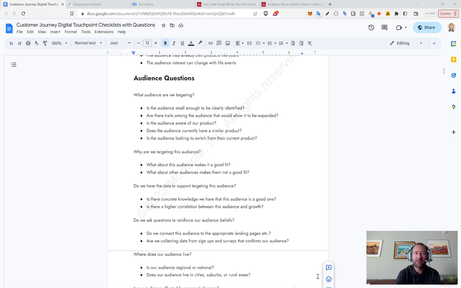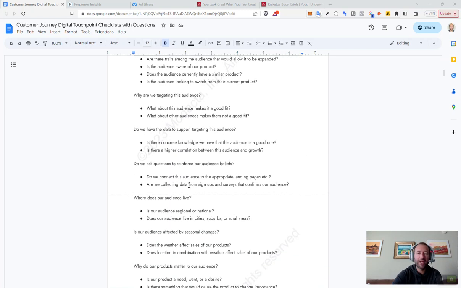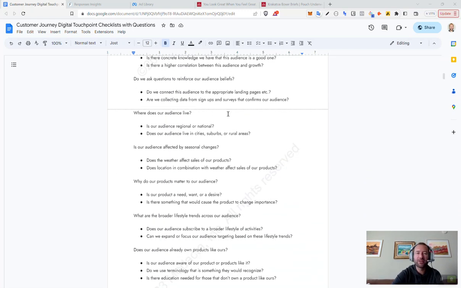That helps us better figure out what we need in order to understand who we're going after and who we should be marketing to. And it also will influence our next little category, which is going to be the creative that goes along with that and how we build that creative to talk to that audience directly about the stuff that matters to them. Do we ask questions to reinforce our audience beliefs? Do we connect this audience to the appropriate landing pages, etc.? Are we collecting data from signups and surveys that confirms our audience?